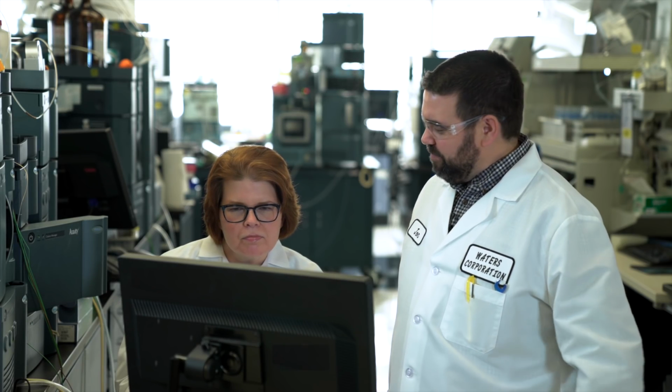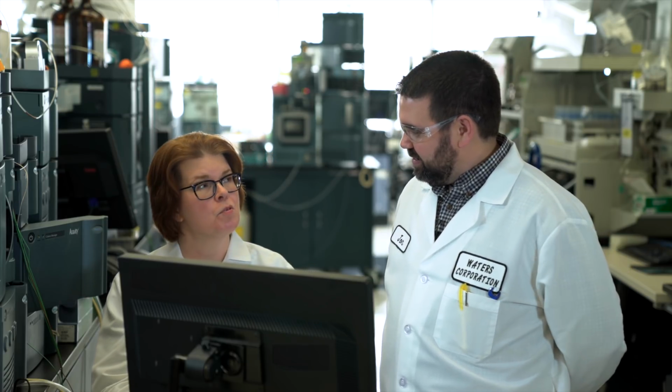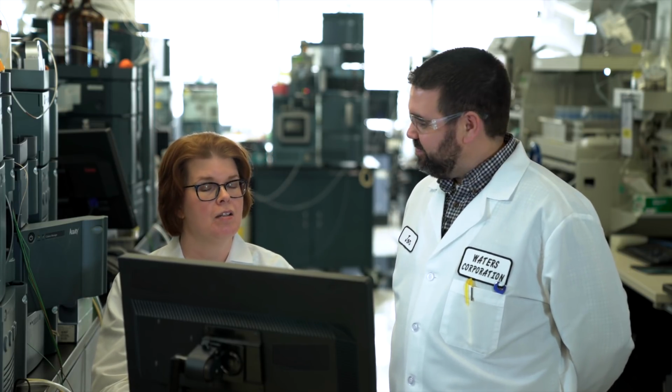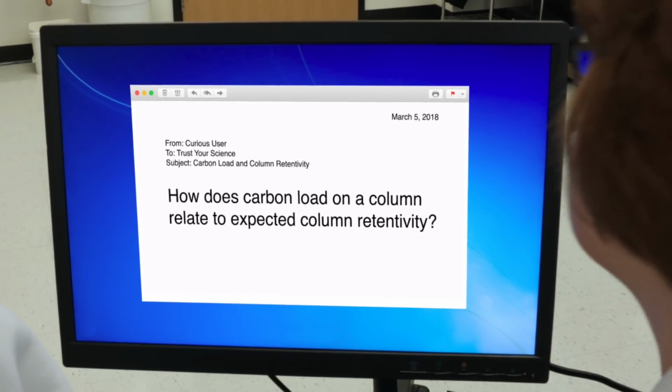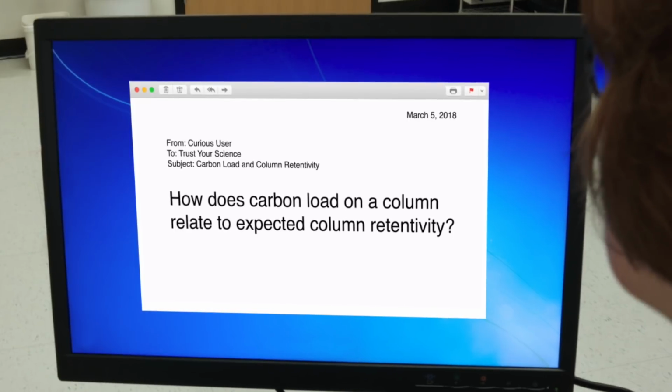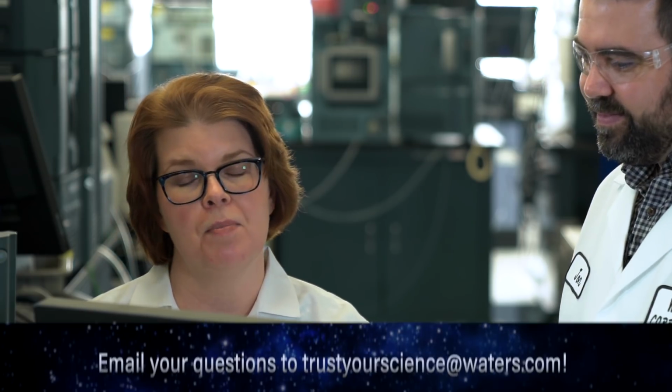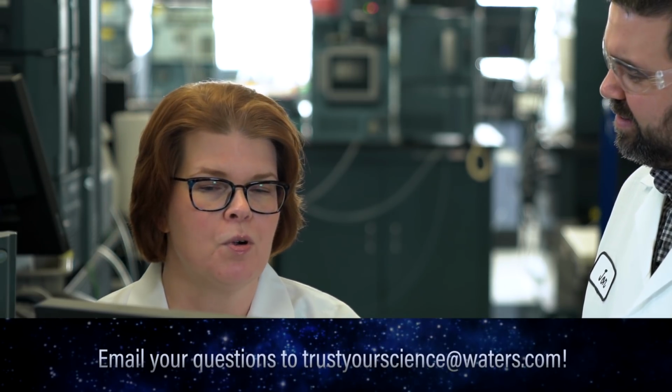What do we got in the inbox today for myths? Well, we actually have a really good one. This is one that comes up a lot. The scientist is wondering how carbon load on a column relates to the overall retentivity that you can expect to see with a column. And that's a really difficult question to answer. So I think that this is one we should definitely look at.